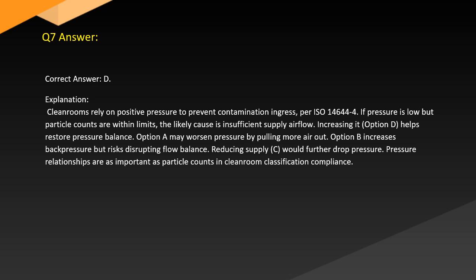Option A may worsen pressure by pulling more air out. Option B increases back pressure but risks disrupting flow balance. Reducing supply, option C, would further drop pressure. Pressure relationships are as important as particle counts in cleanroom classification compliance.